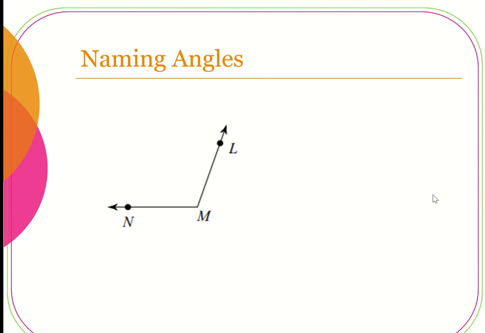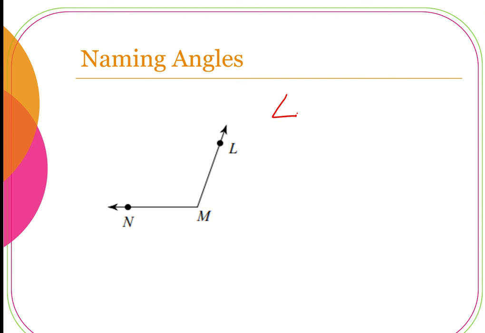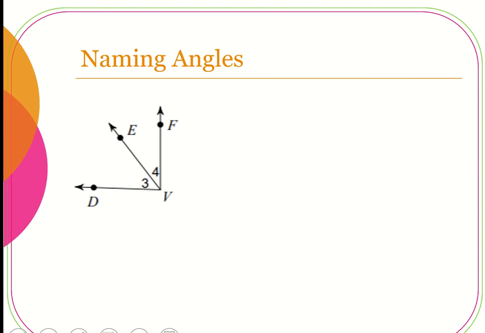All right, we can name angles as well. So here we have an angle. It's all about the vertex. Notice how many angles are occurring at this vertex? Only one. So we could call this angle M. Compare that to this figure here. This figure has a vertex at V, but there's more than one angle happening at V. So that's a different case. We'll get to that in just a moment.